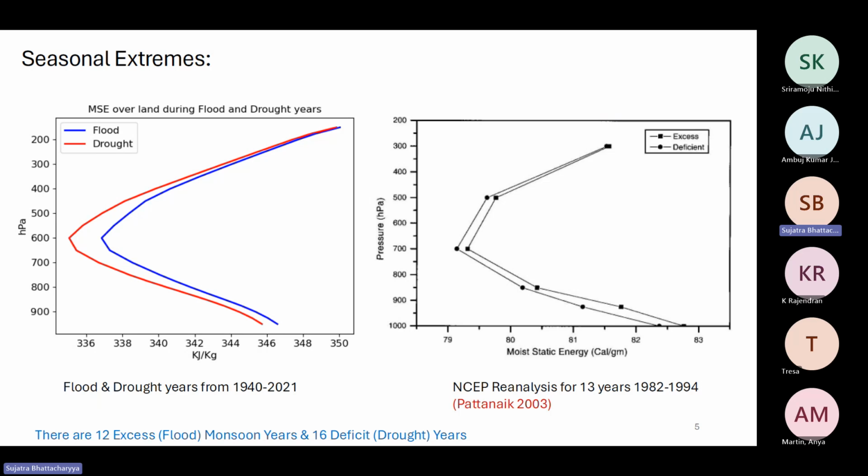Again, clearly, in the flood years, in the lower troposphere up to 300 hectopascals, you can see that the total energy at each and every level has increased as compared to that during the drought years. And this is consistent with one of the very early papers. They used NCEP reanalysis. Reanalysis to reanalysis it may vary, but I have checked it for NCEP reanalysis, and it does not vary much. It's quite a similar kind of profile. Important to note that there are 12 excess monsoon years in this period and 16 drought years, deficit monsoon years.